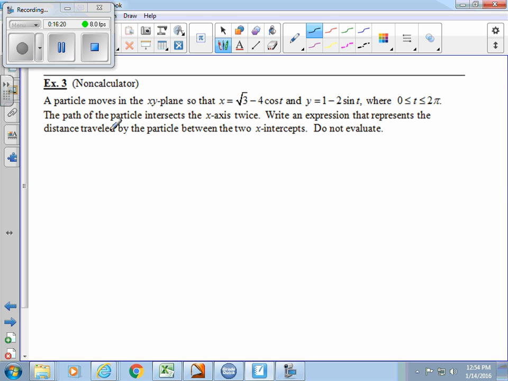Particle moves along the xy plane, so the x is radical 3 minus 4 cosine t. Y is 1 minus 2 sine of t, where t is between 0 and 2 pi. The path of the particle intersects the x-axis twice. Write an expression that represents the distance traveled by the particle between the two x-intercepts. Do not evaluate.